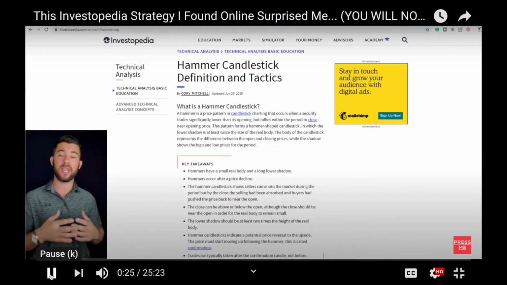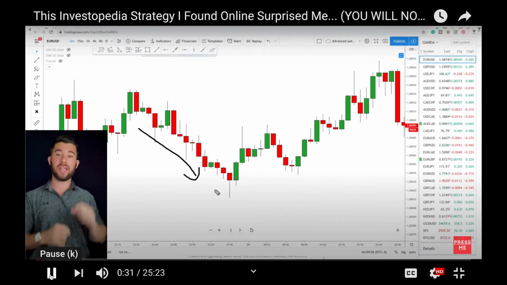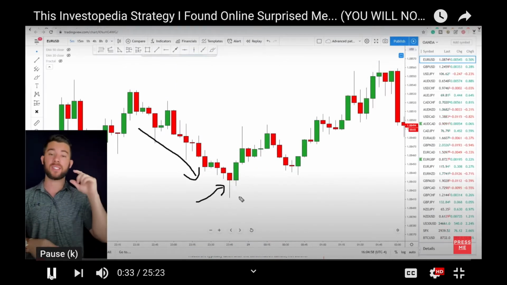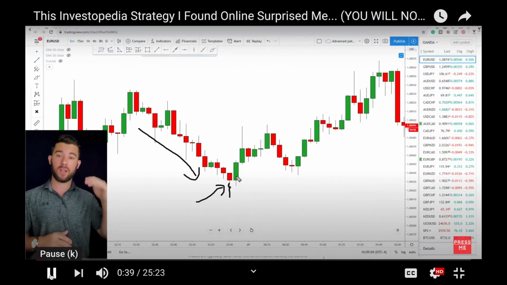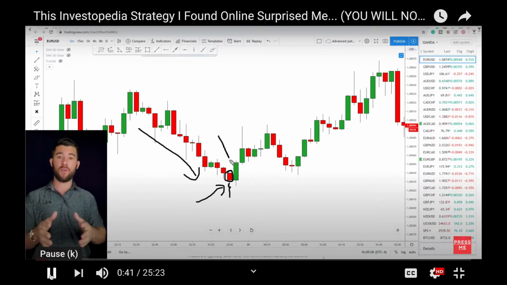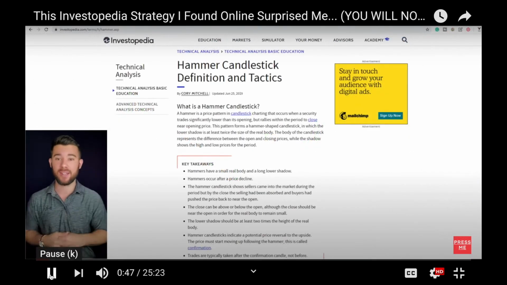Investopedia.com sees a hammer candlestick as a candlestick that happens after a price decline. The hammer candlestick itself is the signal candle, and it has a wick or shadow that is 2 times the size of the real body of the candle, and that candle must be followed by what they call a confirmation candle. So with this information in hand, I set out to place my first trade using the Investopedia hammer candlestick pattern.